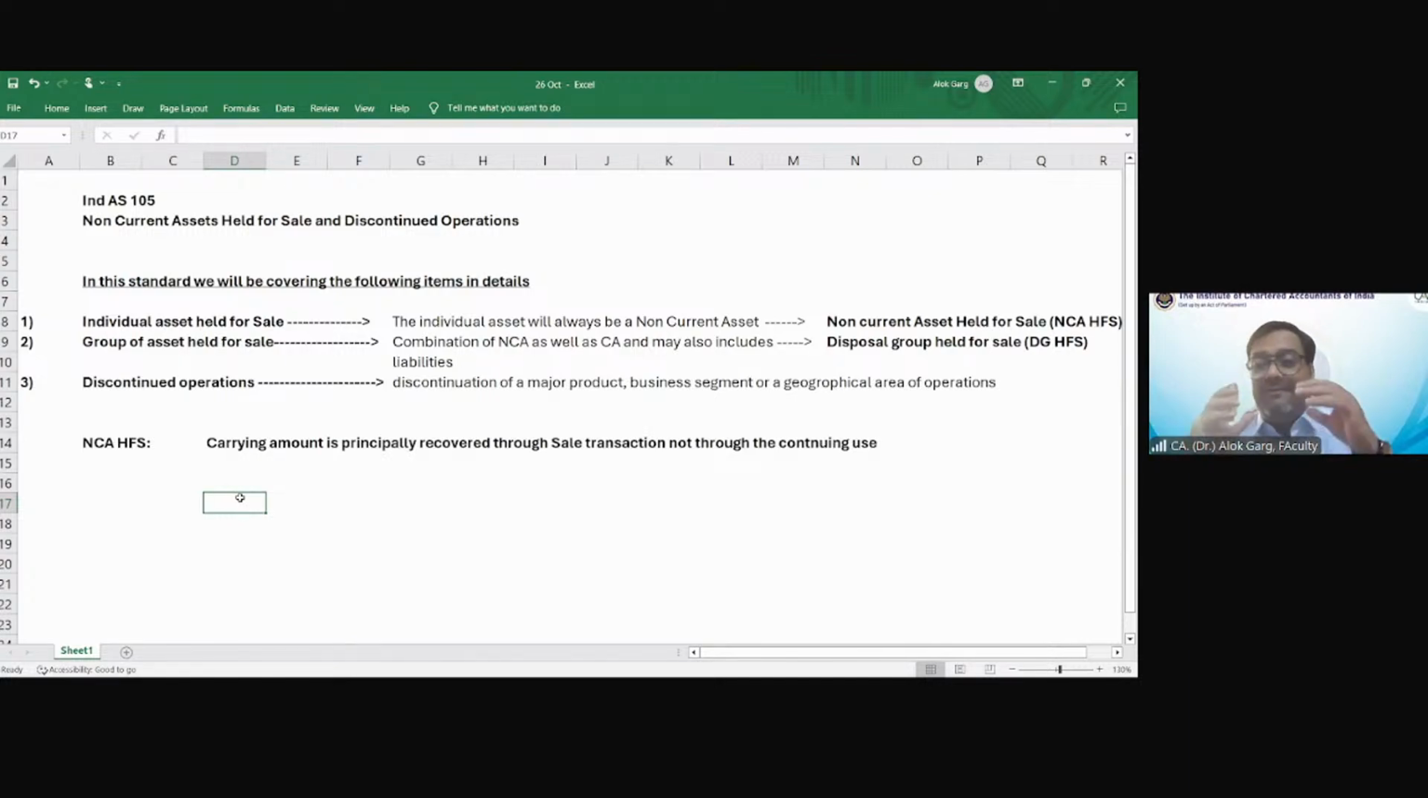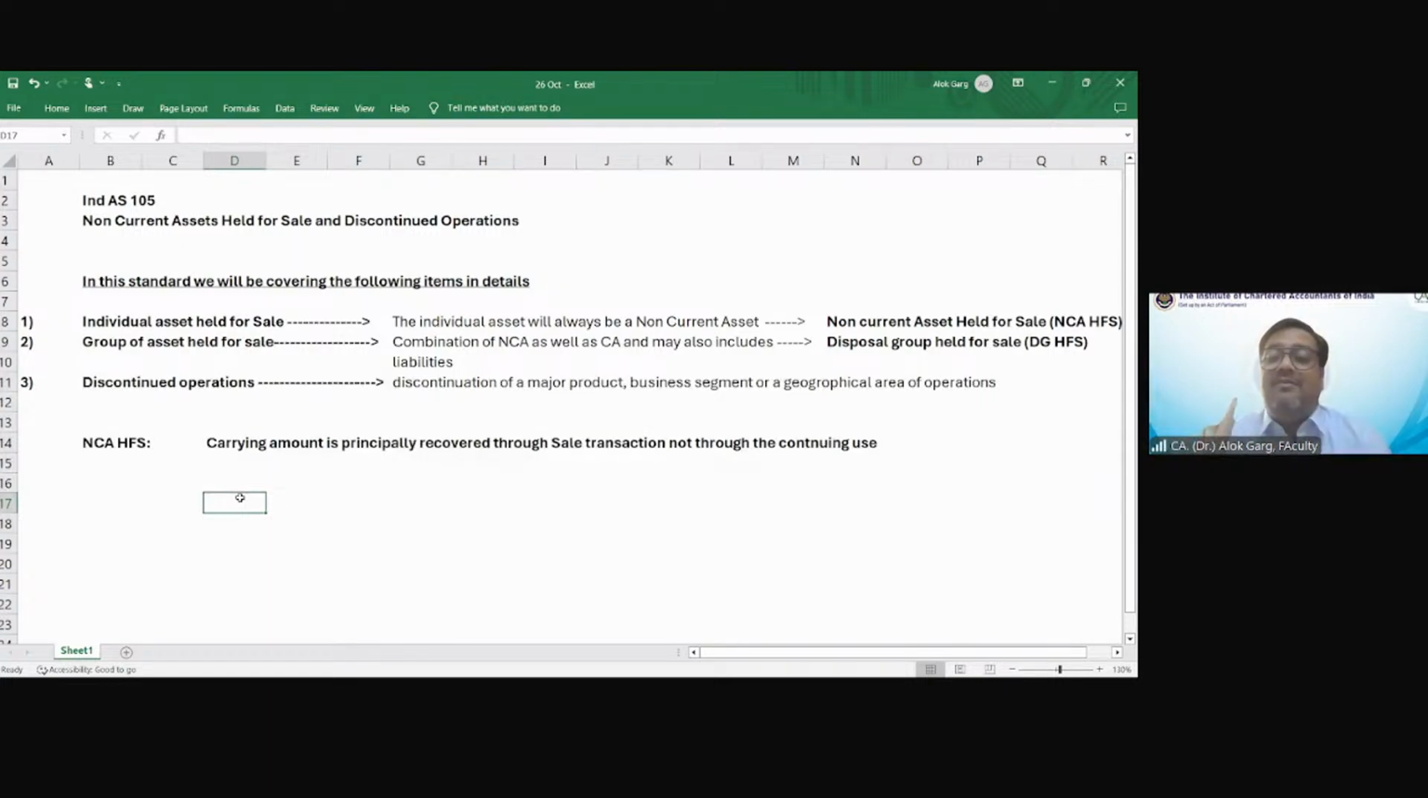Okay. And my dear friends, a non-current asset held for sale or a disposal group held for sale is that asset or group of assets where the carrying amount, मतलब जो बैलेंस शीट में आ रहा है, जो बुक्स ऑफ अकाउंट्स में आ रहा है, वो कैसे रिकवर होगा? वो सेल करके रिकवर होगा, यूज करके रिकवर नहीं होगा. Why? Because the intent is not to use, the intent is to sell. So the carrying amount is principally recovered through a sale transaction, not through continuing use.